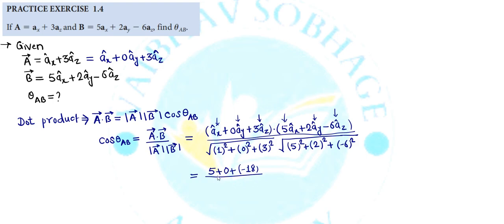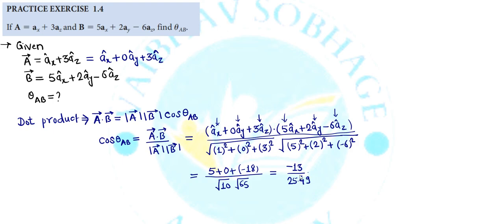Now what about the square root of the magnitude of vector A? If you take the square root of that, it will be square root of 10. And for vector B, it will be around root of 65. You can do the calculations over there. Now if you simplify that, minus 18 plus 5 will be minus 13, and then square root of 10 into square root of 65 will be around 25.49.